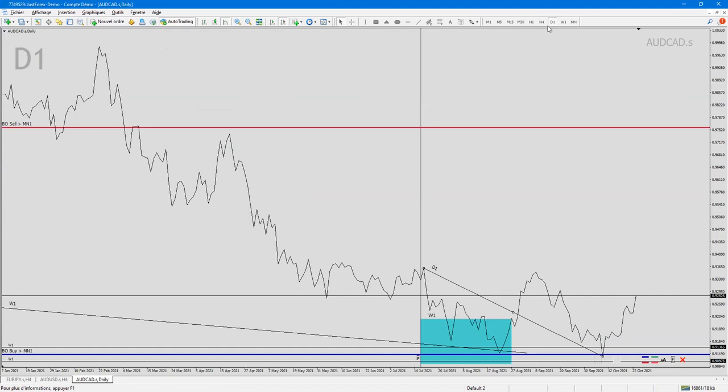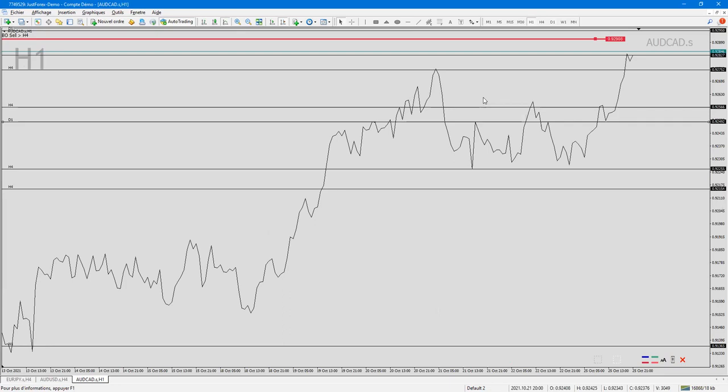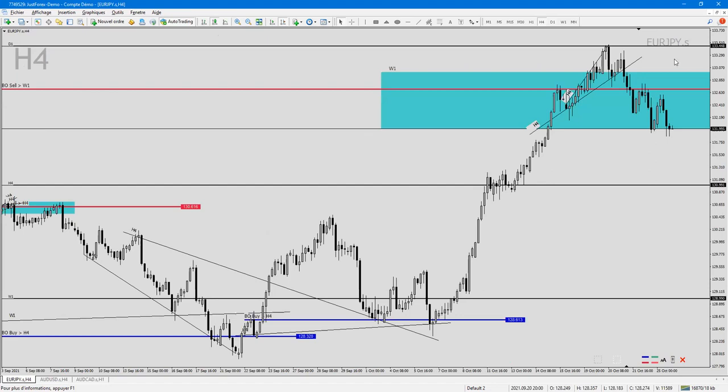So daily level. When it touched this level, we can notice that there was a reaction, and the reaction we had to look for a setup on H1. So this one.